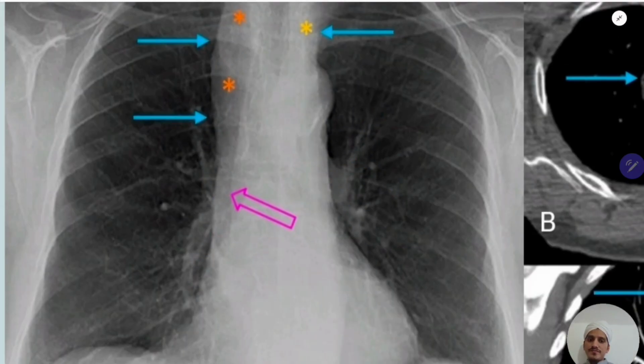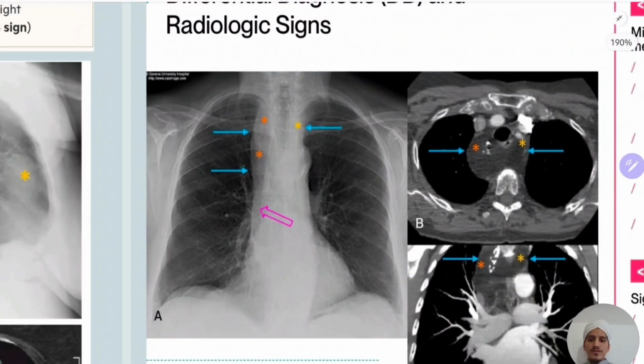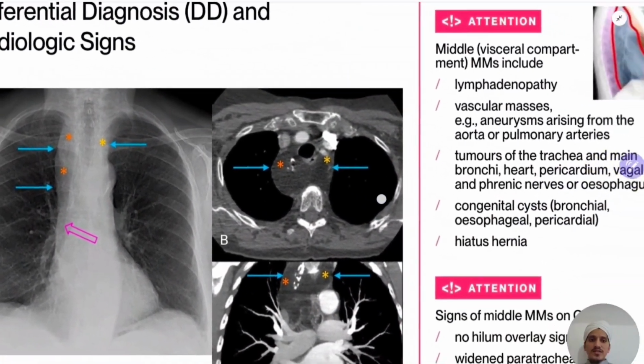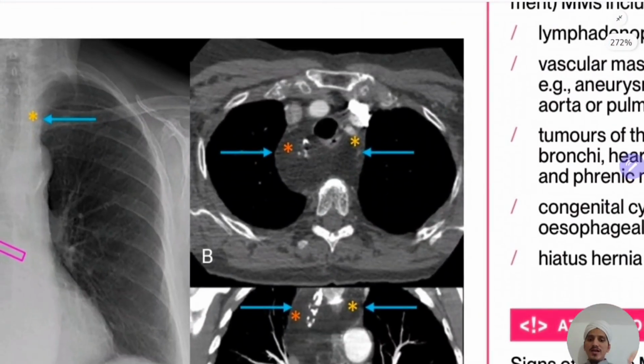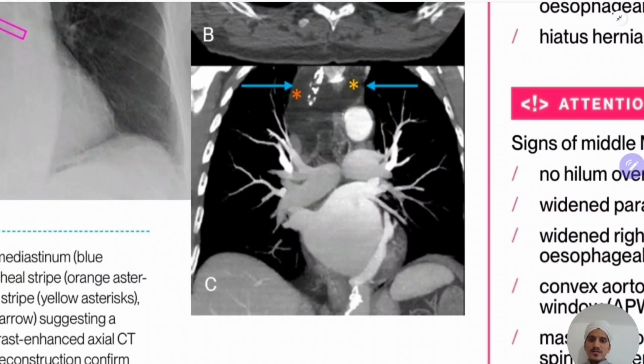That's only the PA X-ray. In the CT scan, there is a definitive diagnosis. You can see a middle mediastinal mass here. And what are you able to see? This is fat, and this is water, and this is calcification. So you are able to see fat, water, and some calcifications in this same picture.